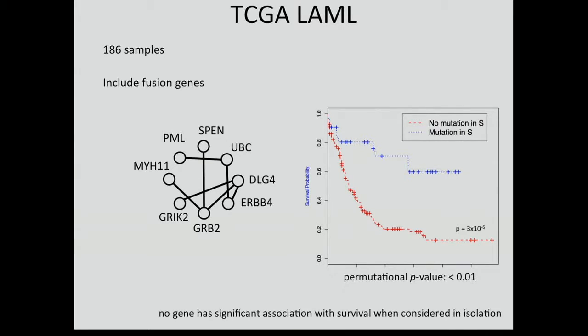And in fact, what we have done in this data set, we have also included fusion genes that are important for AML. And PML and MYH11 in this subnetwork are actually fusion genes that have been reported to be associated with favorable cytogenetic risk in AML.